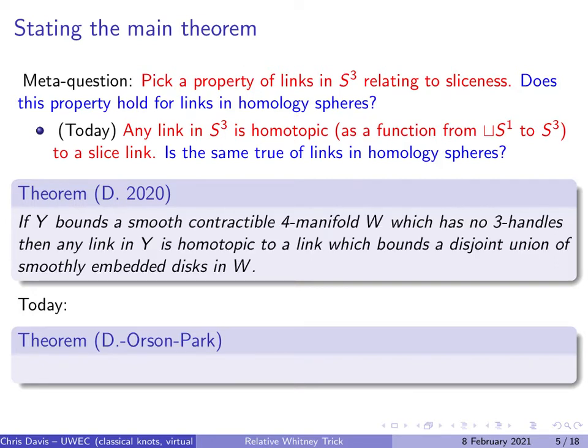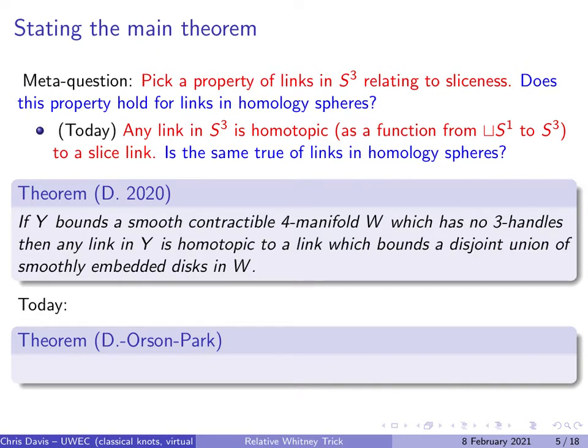As a partial smooth answer to this question, if you happen to study a homology sphere Y which bounds a contractible 4-manifold W that has a handle structure with no 3-handles, then any link in that homology sphere Y will be homotopic to a link which bounds a disjoint union of smoothly embedded disks in this 4-manifold W. Now, I'm not going to prove that result today.